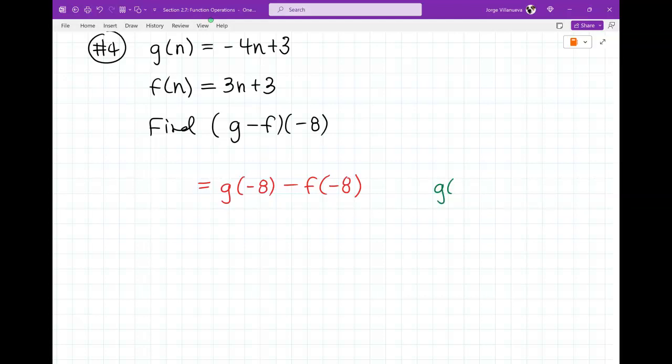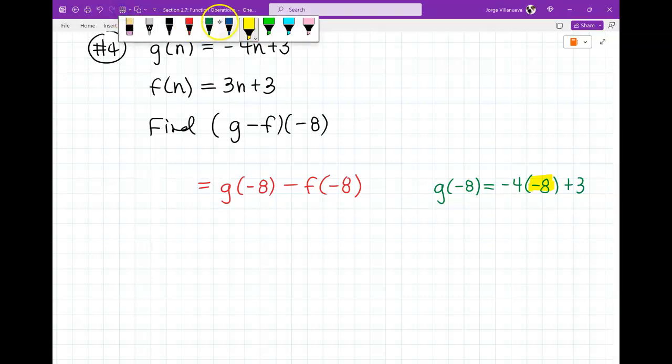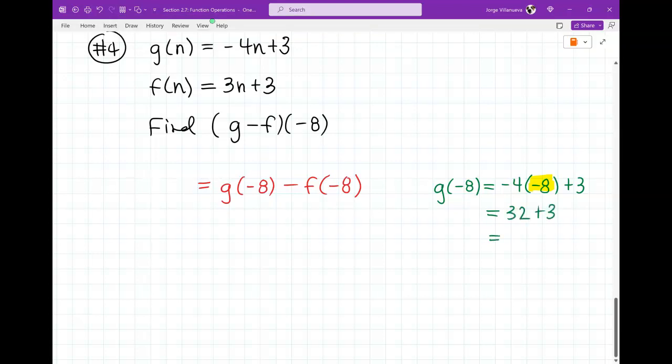So, g of negative 8 is, remember, you plug in the negative 8 into your g function. It's going to be negative 4 times negative 8 plus 3. Here's the number I plugged in, okay? Instead of an n, I put negative 8. Well, negative 4 times negative 8, that's 32, plus 3, that's 35. All right, cool. I know what goes where g of negative 8 is. It's 35.